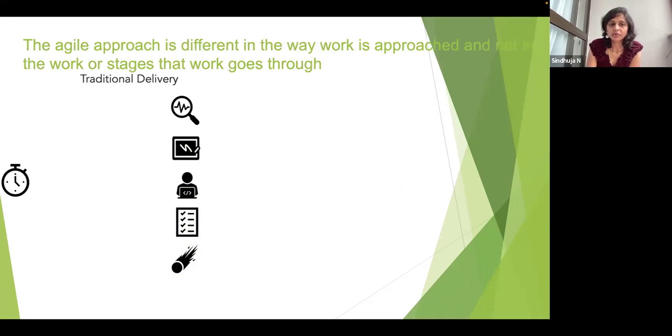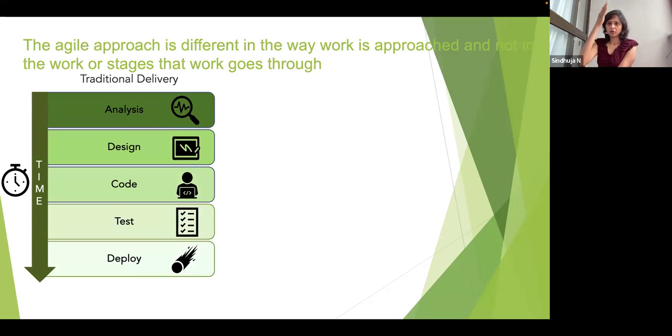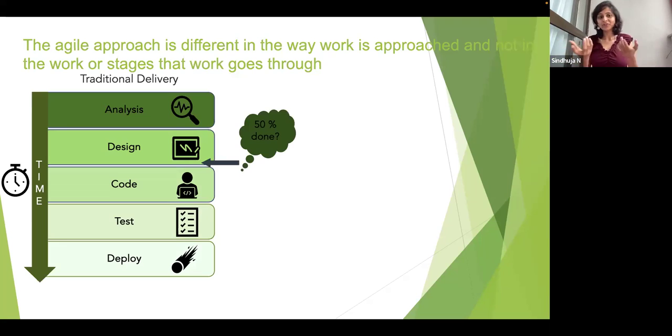Maybe. So the Agile approach is a little bit different. Before getting into detail, I will just let you know how the traditional and Agile ways of working differ. Okay. So in traditional delivery, we will go like this. That means go like this in the sense, not vertically. The time will elapse one by one. We go through analysis, design, code, test, deploy. When we finish our design, people will say that is 50% done. Or when we finish our coding, 60% done.